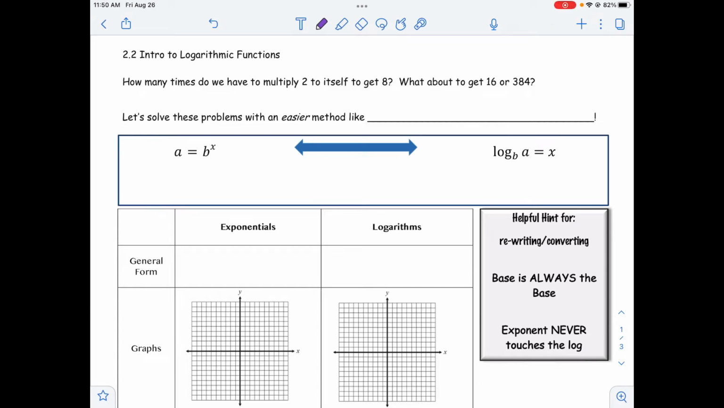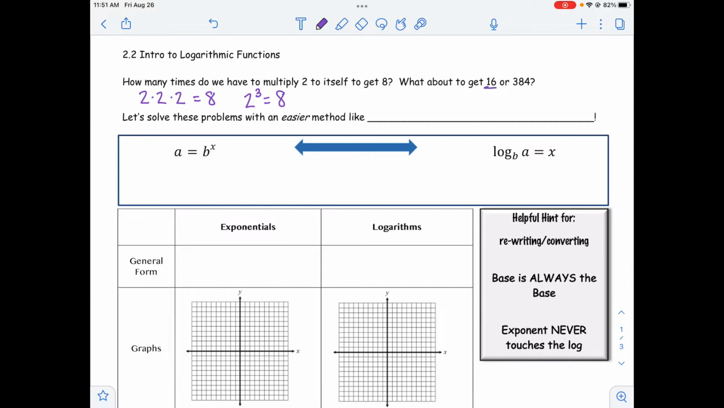This lesson is an introduction to logarithmic functions. So when we think about exponential, we think about exponents. If I were to ask you, how many times do we have to multiply 2 by itself to get to 8? Well, we would think 2 times 2 is 4, times 2 will give me 8. So I could write that exponentially as 2 to the third power gives me 8. My base is 2, raised to the power of 3 gives me 8.